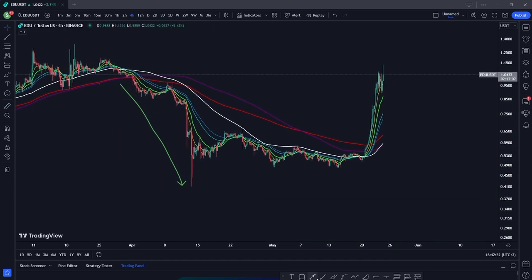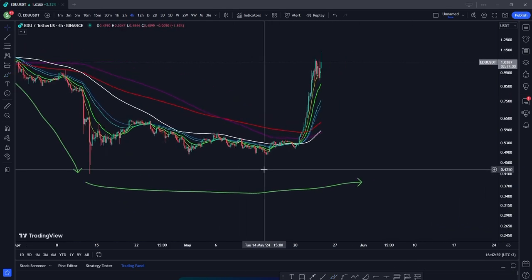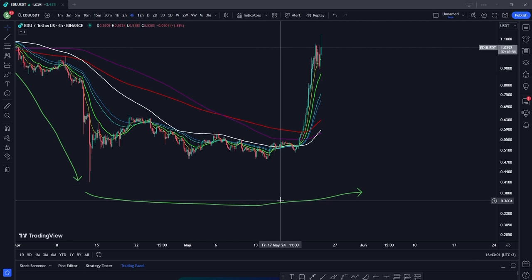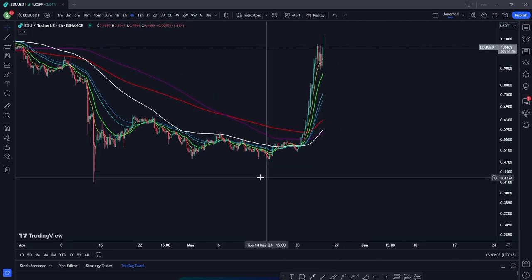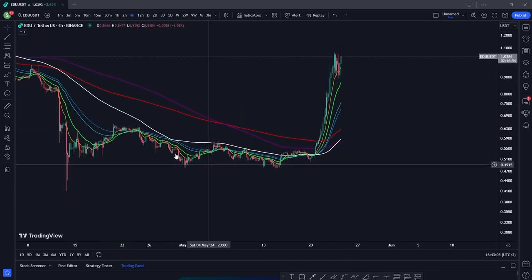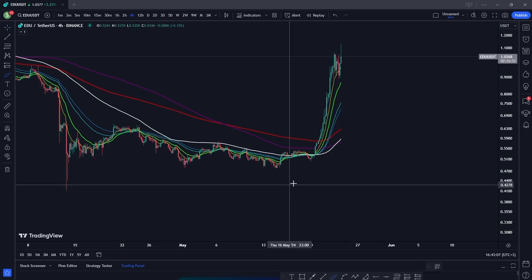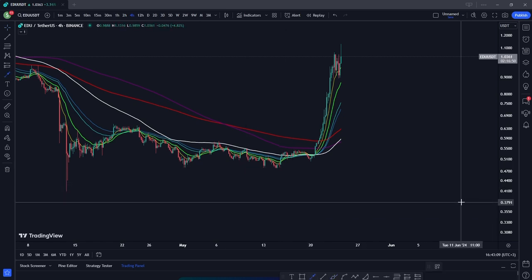A 60% drop, and then the price started to build base. After the drop, we build base, and we start forming a pennant, the apex pennant. Look at the white 100. Look, it's beautiful. Look here.